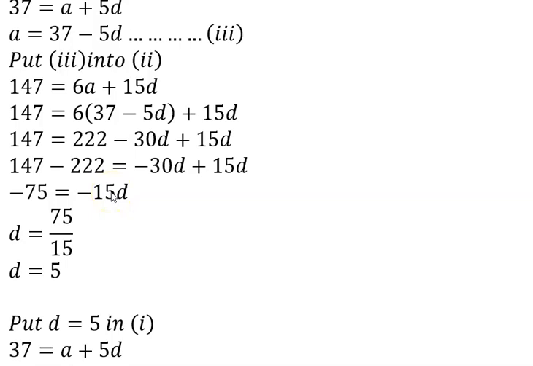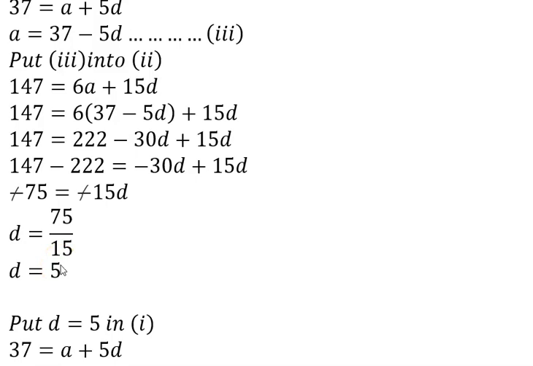Beautiful. All we just need to do is to make d the subject of our formula. But this minus can cancel out this minus. So we have 75 equals 15d. So if we divide both sides here by 15, here by 15, that's why we have 15 will cancel 15, will be left with what? D here. So 75 divided by 15 will give us 5. We've been able to get our d, our common difference.